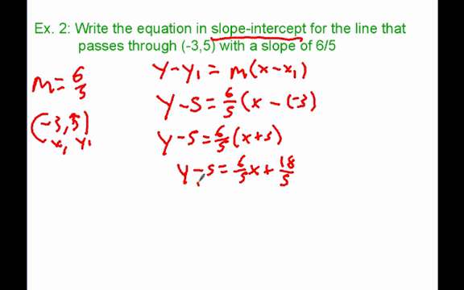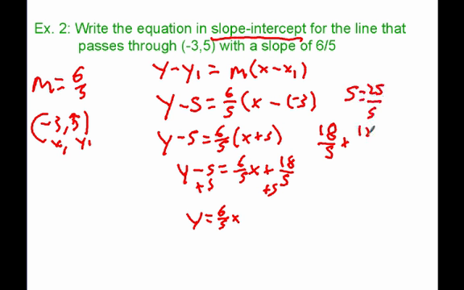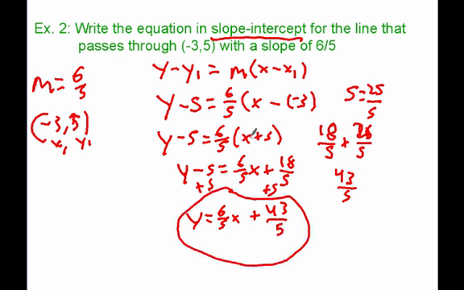Now I need to add 5 to both sides. I get y equals 6/5 x plus 18/5 plus 5. Well, 5 is the same thing as 25 divided by 5. So that's 18/5 plus 25/5. 18 plus 25 is 43. So this is plus 43/5. There we go. We have our equation in slope-intercept form.